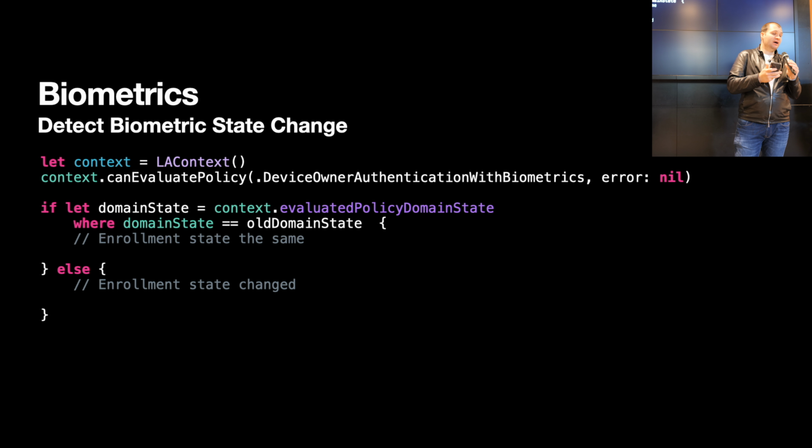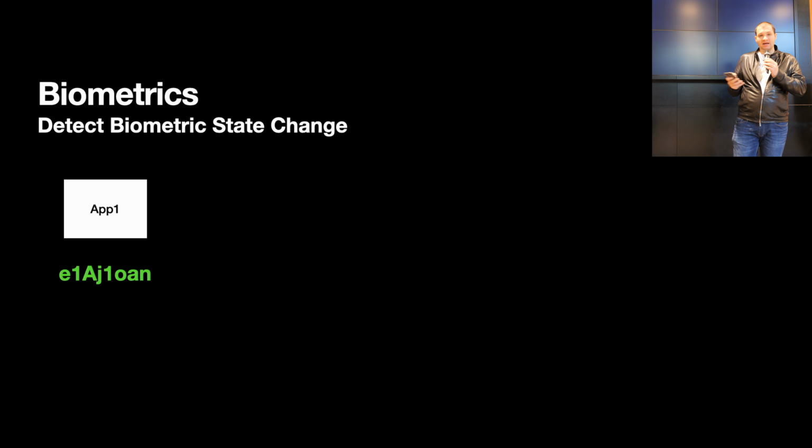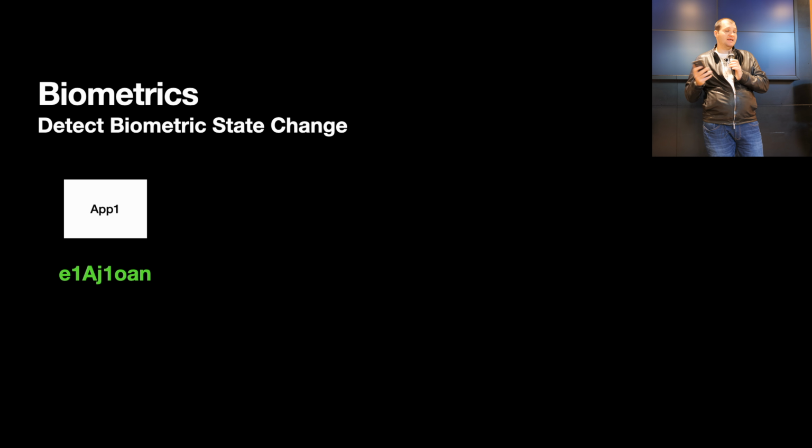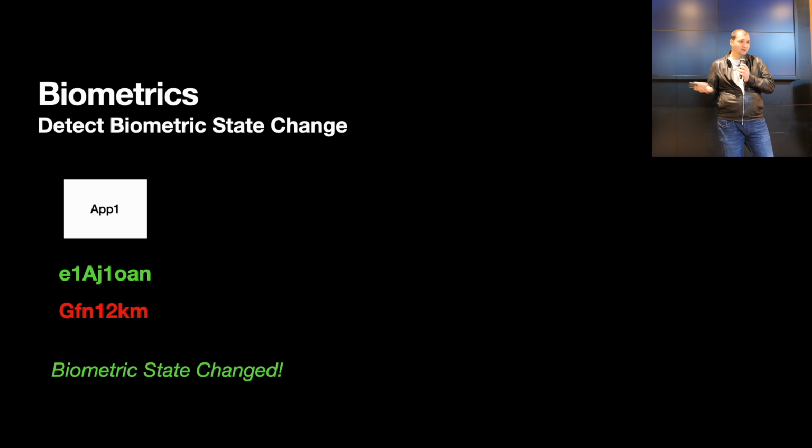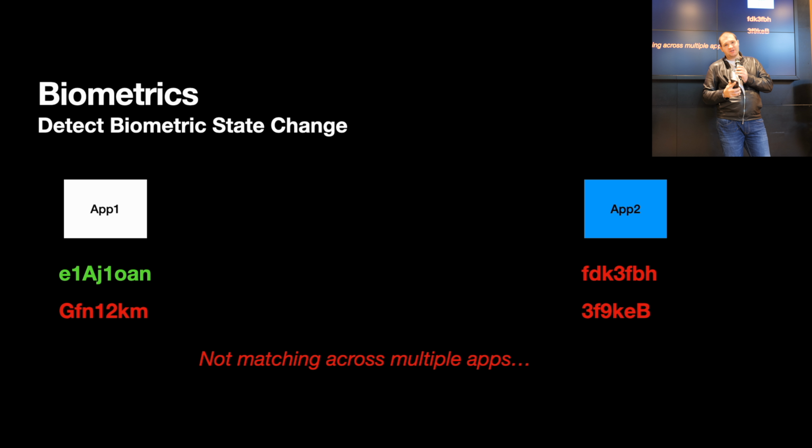And let's take a look at how it works. So let's imagine you have an app and you get the state. That's basically some sort of data value like that. At some point in the runtime of the app, of course, you persist that value, and then you might try to call the same canEvaluatePolicy method and see if this value has changed. At some point in the app, it's different. You know that it's changed. So that's pretty easy.